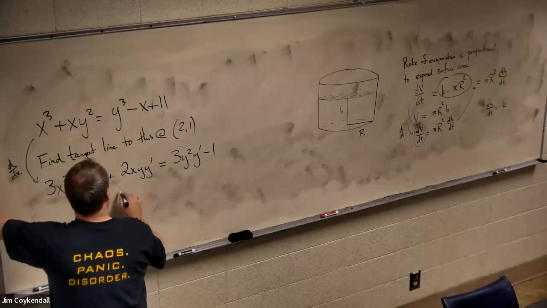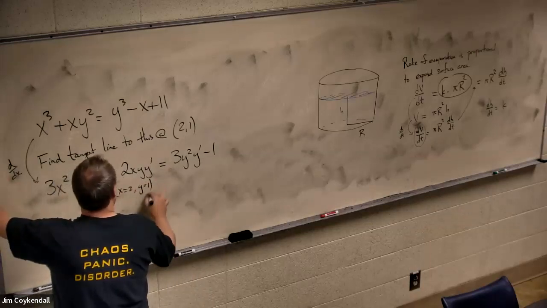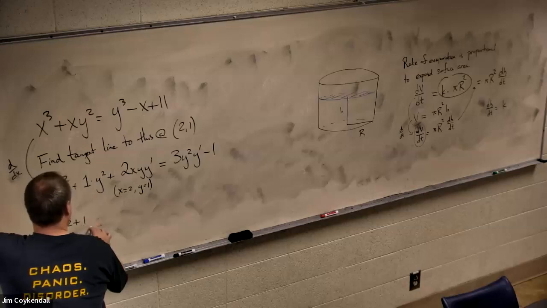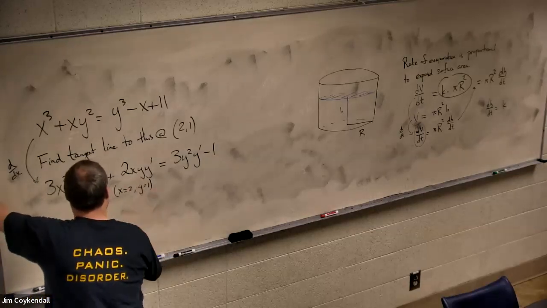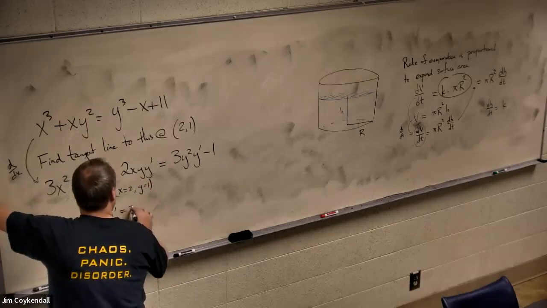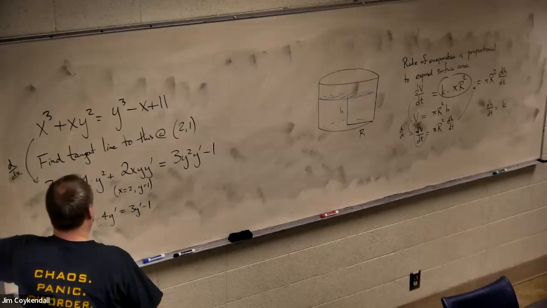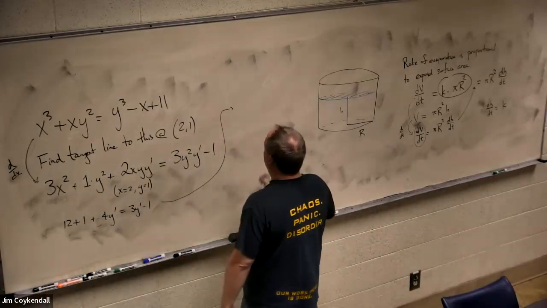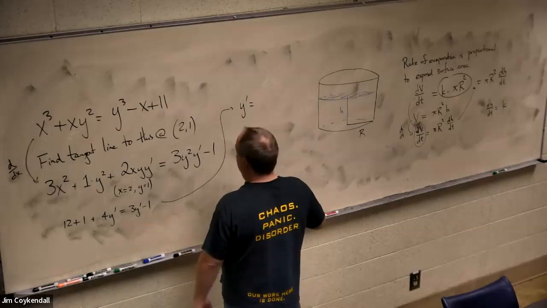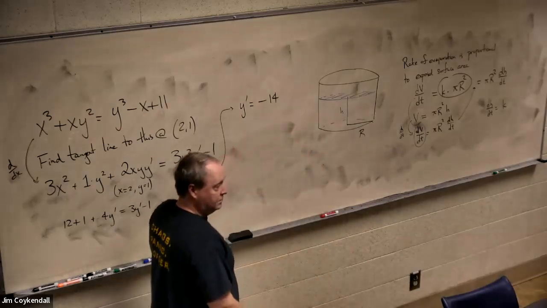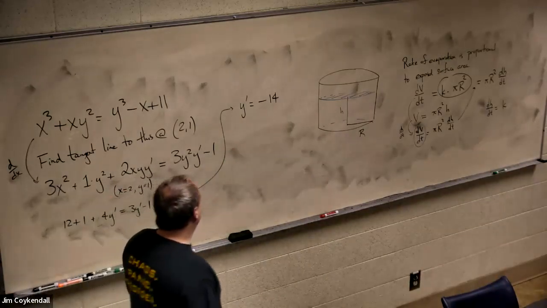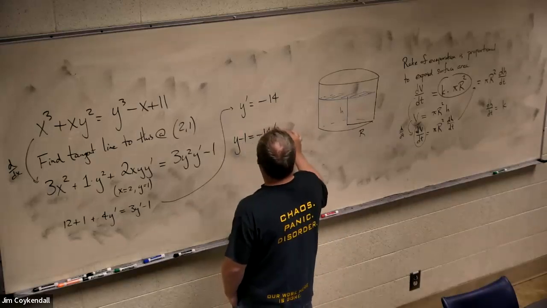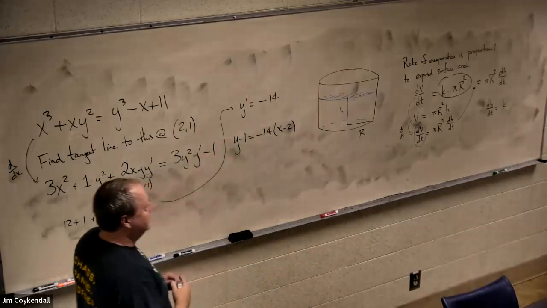I didn't just want to plug in the numbers and see. So I'm going to plug in x equals 2, y equals 1. I'm going to get 12 plus 1 plus 4y prime is equal to 3y prime. And so if I solve this, 4y prime minus 3y prime, y prime is equal to minus 14. So the slope of the tangent to the curve at that point should be negative 14. So I get y minus 1 is minus 14 times (x minus 2). Next thing.